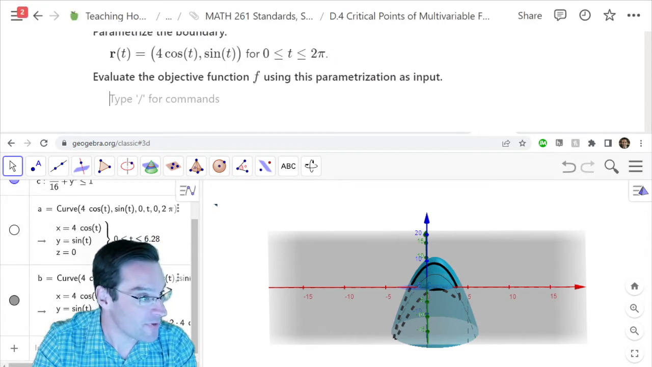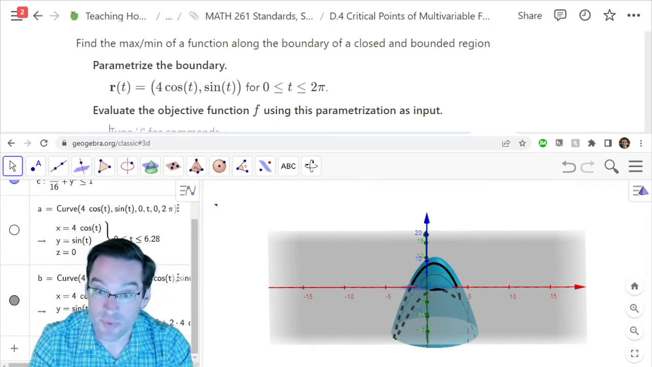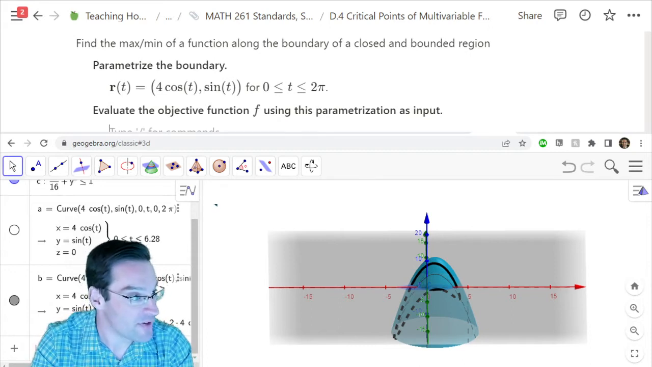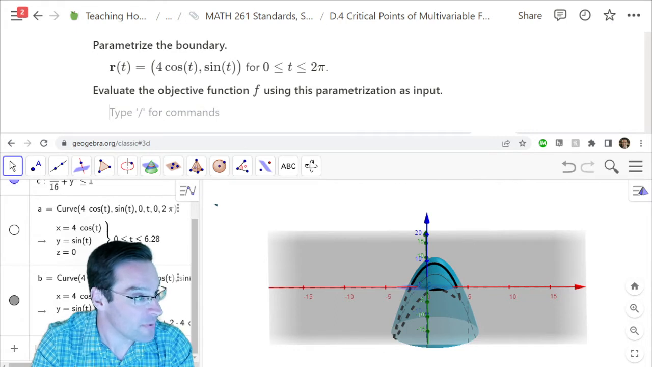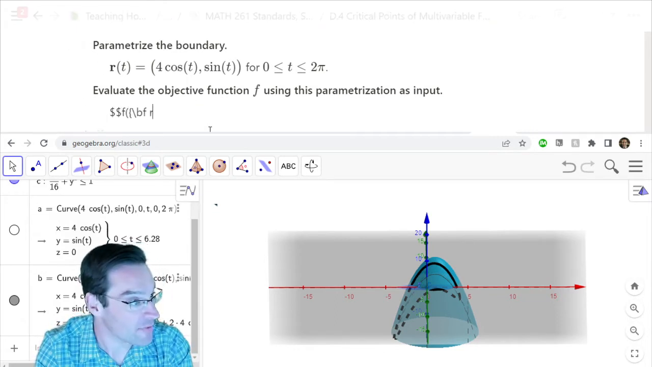So again, in other words, all I'm going to do is replace x in my function with 4 cosine of t, and then replace y with sine of t. So I'm just going to find f of r of t.